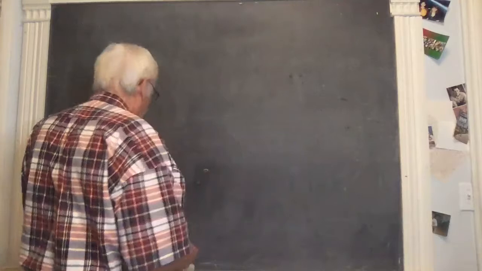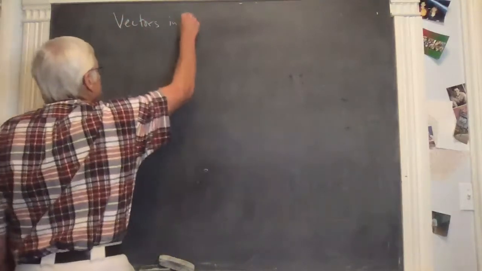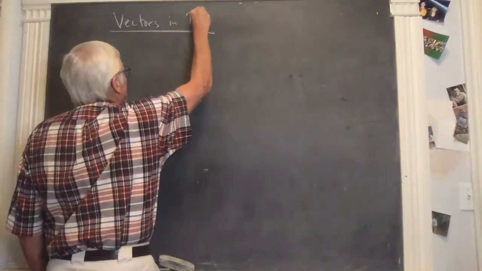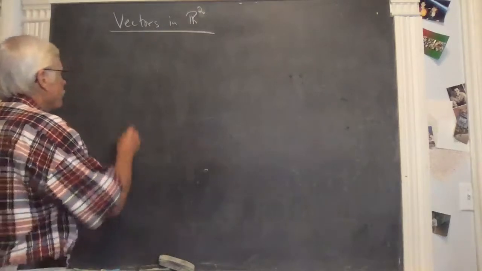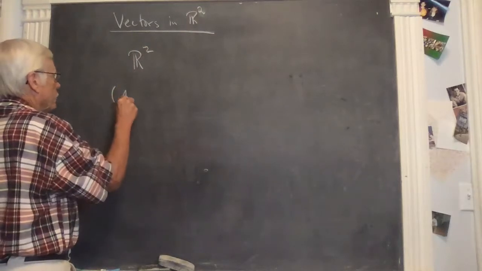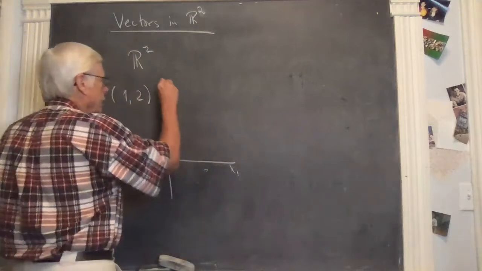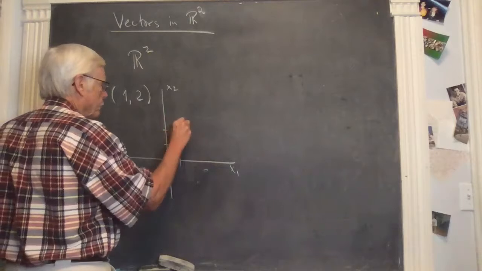So anyway, today I wanted to talk about vectors in Rn. There are several things to talk about here. For the most part, I'll be talking about R2 or R3, but it works the same in all dimensions. For example, if we're in R2, the kind of points we have are points like 1, 2. We plot that point in the x1, x2 plane, 2 dimensions, 1 over, 2 up. There's the point 1, 2.